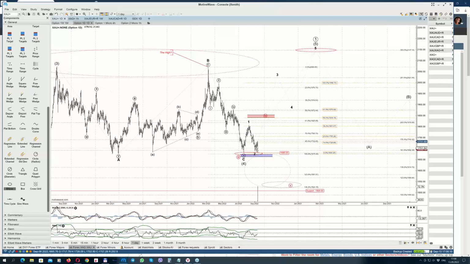My primary count supposes that we are bottoming in the wave 4. The bottom may be in place, but we also may be tracing the circle wave 4. Until the 1840 region is taken out, I could confidently consider gold bottomed. Please note that the potential extension for the fourth wave is the 1524 area.